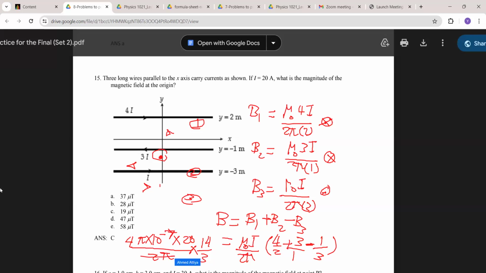I have 2 here. So I have 2 multiplied by 20, multiplied by 14 over 3, times 10 to the power minus 7. So the answer is C. It is 18.6 microtesla.